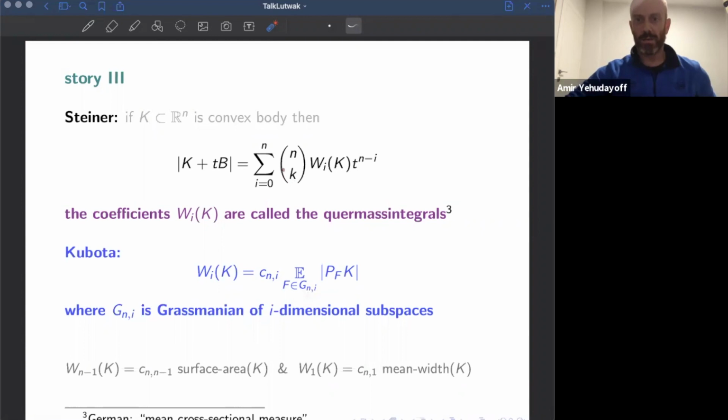And for example, you can see from this formula, if i is n minus 1, this is the surface area. This is Cauchy's theorem. If i is 1, this means we project on a line. This is the mean width of the body, since the projection on a line is the width in this direction. So these numbers that are hidden in this polynomial have geometric interpretations. Okay, so this is the third story.